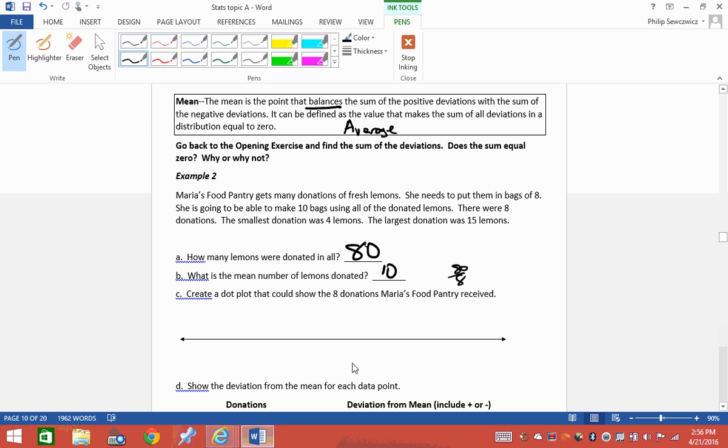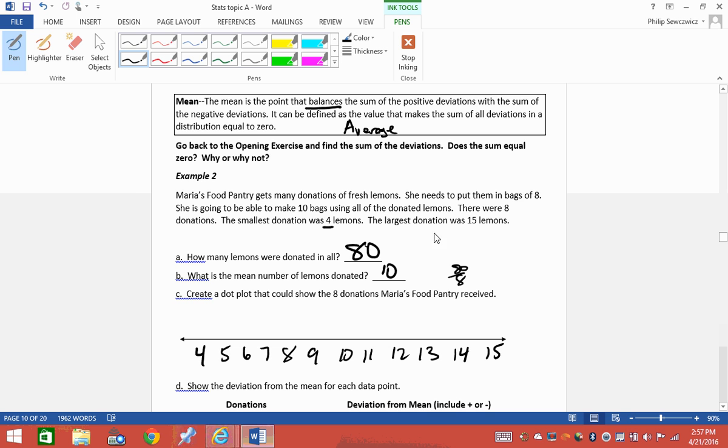All right, so create a dot plot that could show the 8 donations. Okay, so we do know that someone donated 4. So I'm going to put a 4 down. And we do know that someone donated 15, so I'm going to put a 15 down. I'm going to count by ones here. I think we can get that done there. So that's a 5, a 6, a 7, an 8, a 9, a 10, an 11, a 12, a 13, and a 14. Oh, did I do that nicely, huh? Go ahead. You can clap here. You can clap at home there. All right. Thank you.